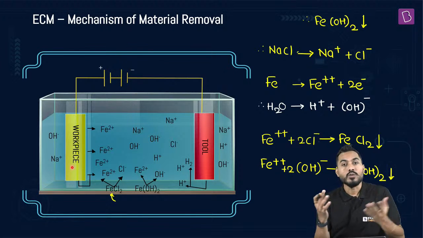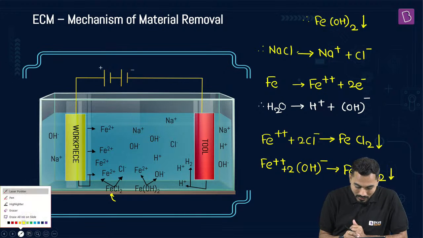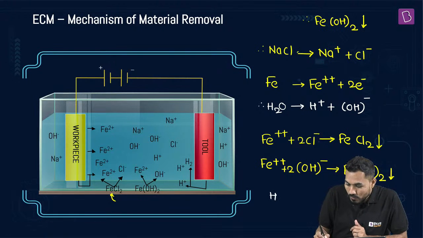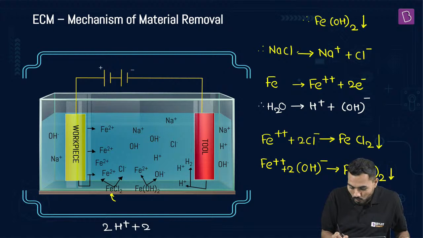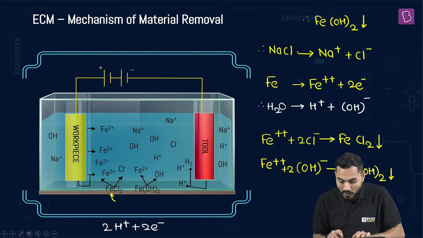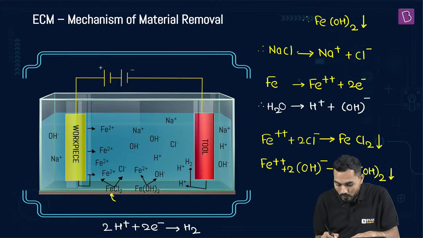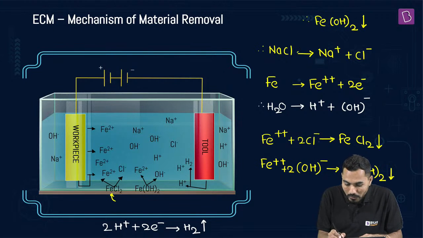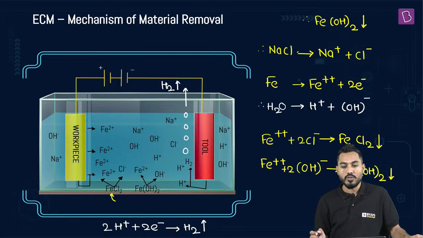On the tool material, there is no deposition, and simultaneously whatever H+ ions are there, these H+ ions are getting reacted. I'll write down here, 2 H+ ions are getting reacted with 2 electrons, and it will generate hydrogen gas. And this hydrogen gas can be liberated to the atmosphere. So this is exactly H2 gas released to the atmosphere. Is it understood, everybody? Yes.